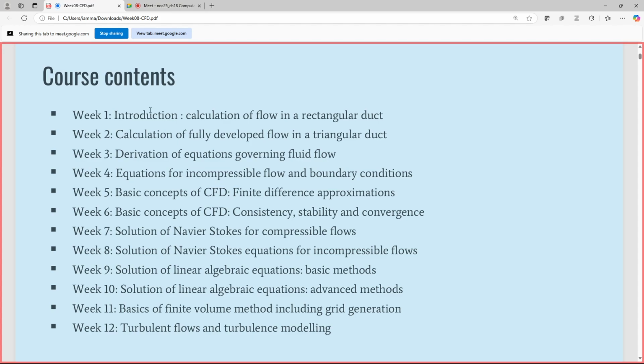So in week 8, the solution for incompressible flows, that is the solution of the Navier-Stokes equation for incompressible flows, was discussed, where some techniques used in compressible flows can be used for solving incompressible flows, as well as the velocity pressure coupling methods were discussed in detail. I hope you have each watched the videos. So let's start our interactive session.